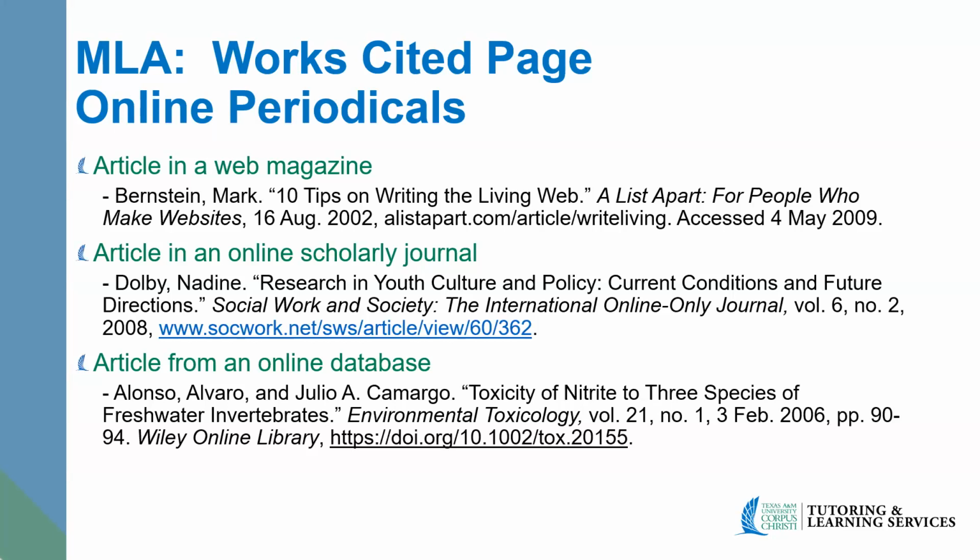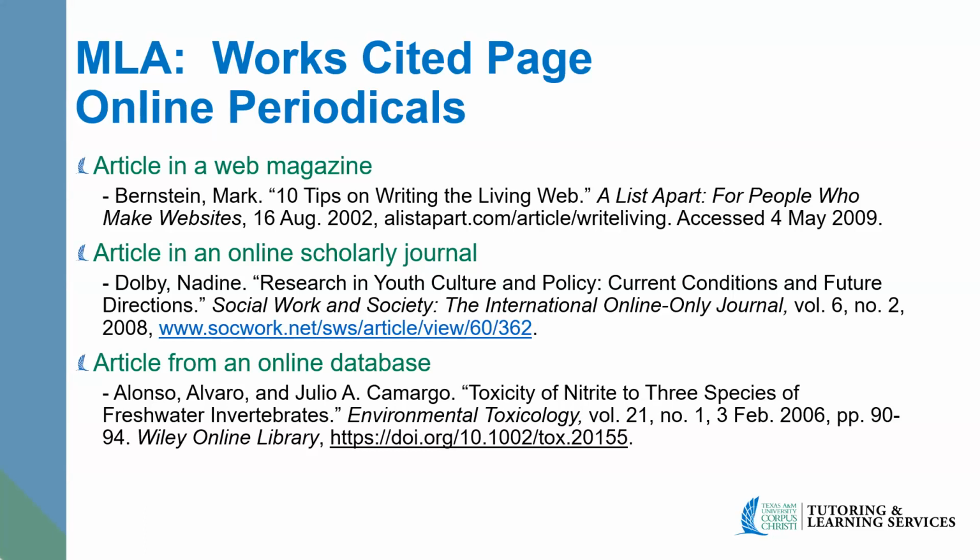Articles in an online scholarly journal are going to look a bit different. Again, we have our last name, first name, the title in quotation marks, the title of the journal in italics, and that's Social Work and Society, the International Online Only Journal. After the journal title will be your volume number, and that's volume 6. And then the issue number is number 2. The year is 2008. And then lastly, you'll put down the URL.